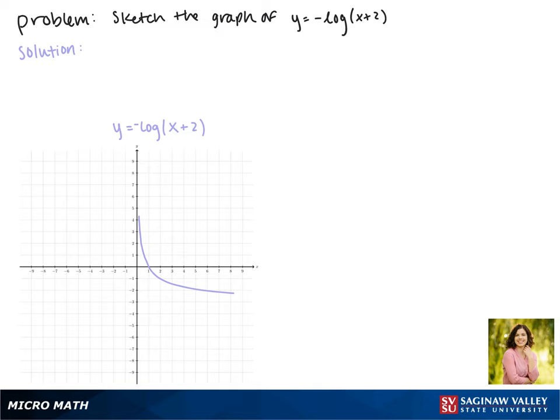This x+2 inside of the logarithm means that it shifts 2 spaces to the left. Now our graph passes through the point (-1, 0). Notice that our asymptote shifted 2 spaces to the left along with it, so that now it's the line x equals negative 2. This is the graph of our function.